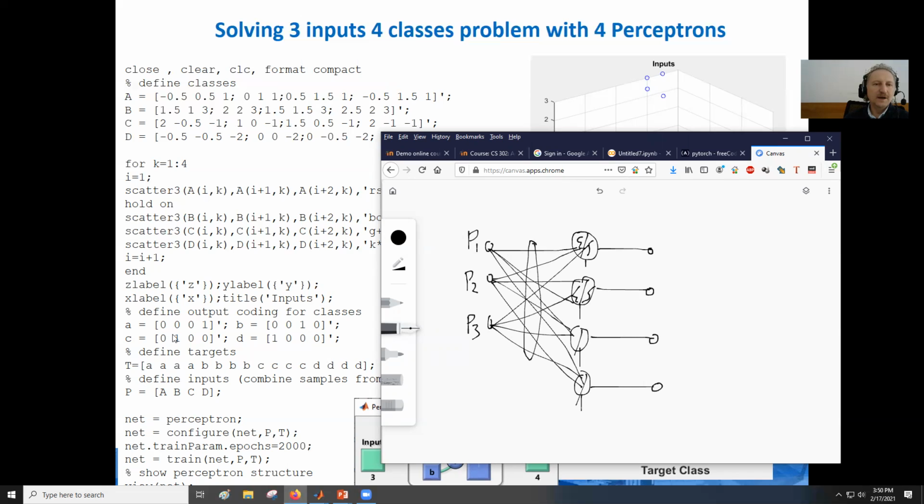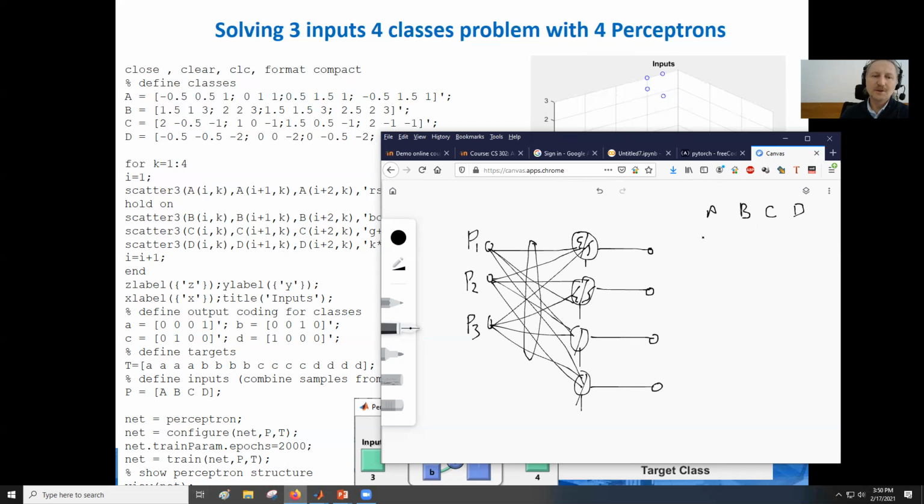And then how many classes do we have? 4 classes: A, B, C, D. It is in the question. It is telling us to use 4 perceptrons. If the question did not tell us to use 4 perceptrons, we could solve this problem by using only 2 neurons, because 2 neurons can separate 4 classes. But it is telling us to use 4 perceptrons.